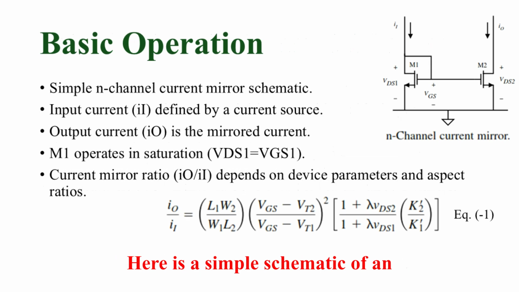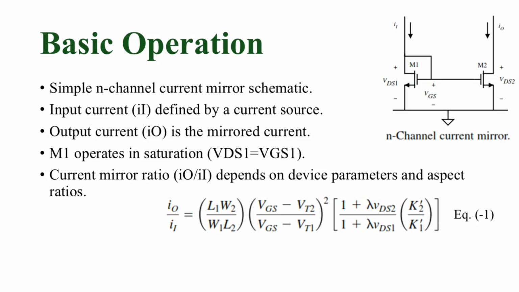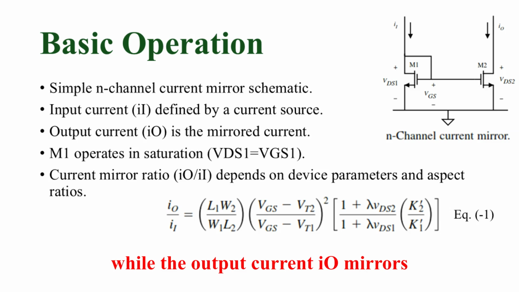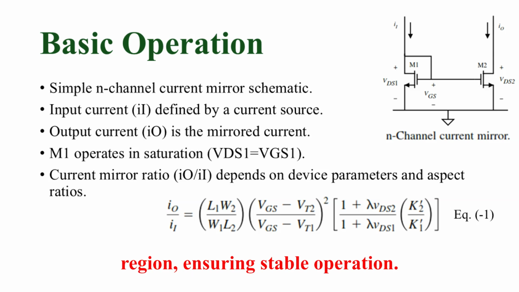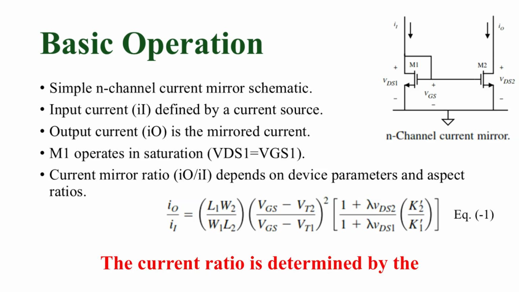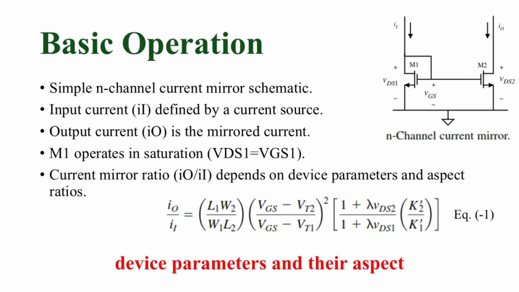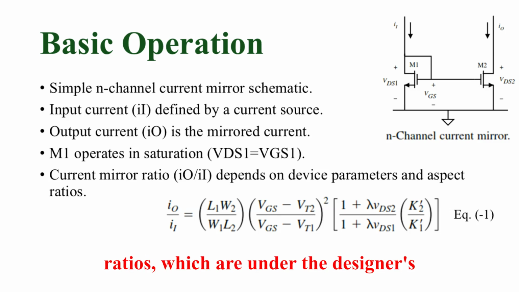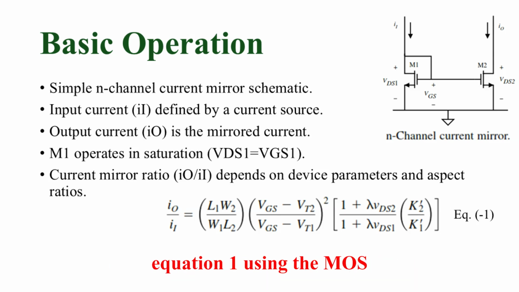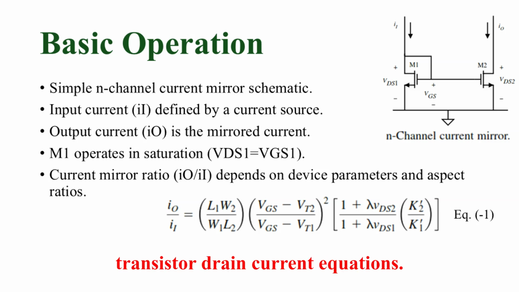Here's a simple schematic of an N-channel current mirror. The input current, II, sets the operation, while the output current, IO, mirrors it. M1 operates in the saturation region, ensuring stable operation. The current ratio is determined by the device parameters and their aspect ratios, which are under the designer's control. This relation is depicted in equation 1 using the MOS transistor drain current equations.